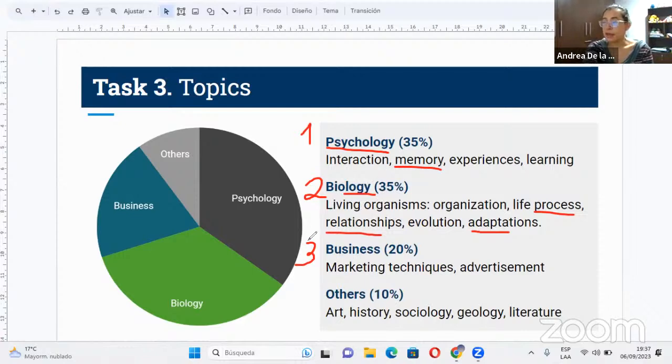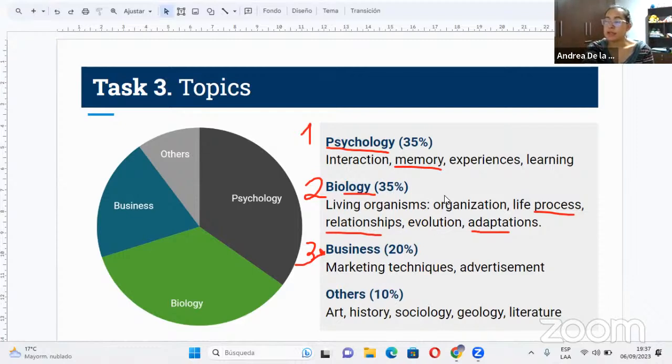that type of thing. Business is like regular business: marketing techniques, pricing, advertising strategies, attracting customers, diversifying, expanding your business, growing your business, that type.